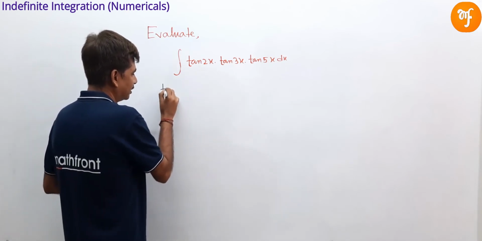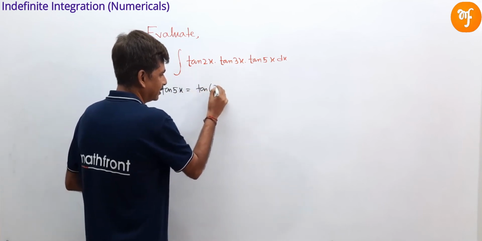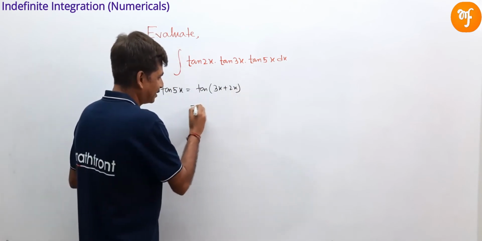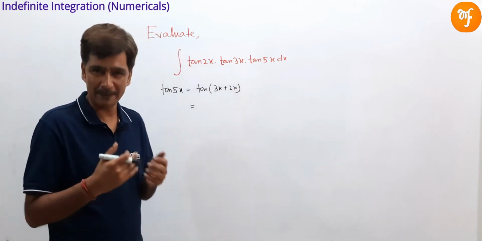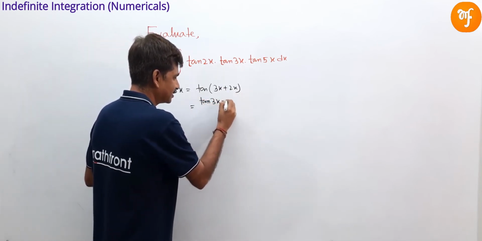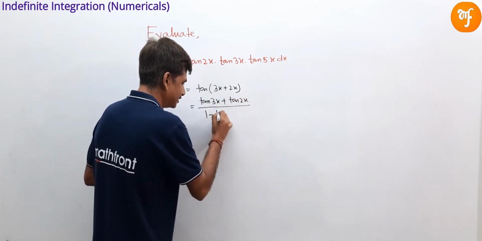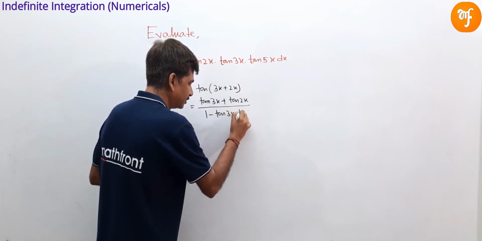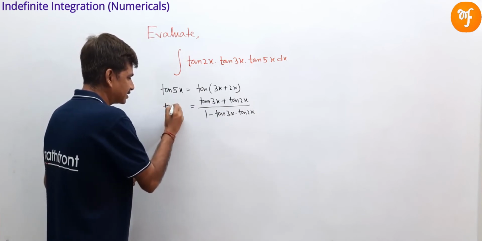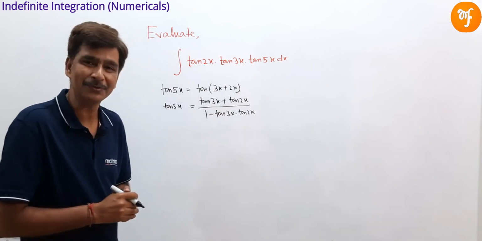First of all, tan of 5x can be written as tan of (3x plus 2x). If we apply the tan of (a plus b) formula, this can be written as tan of 3x plus tan of 2x divided by 1 minus tan of 3x into tan of 2x. So tan of 5x is tan of 3x plus tan of 2x divided by 1 minus tan of 3x into tan of 2x.